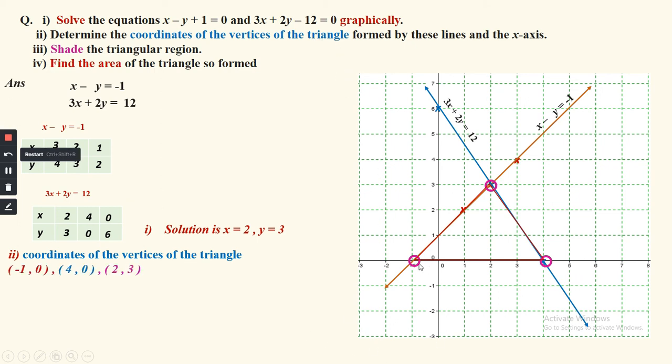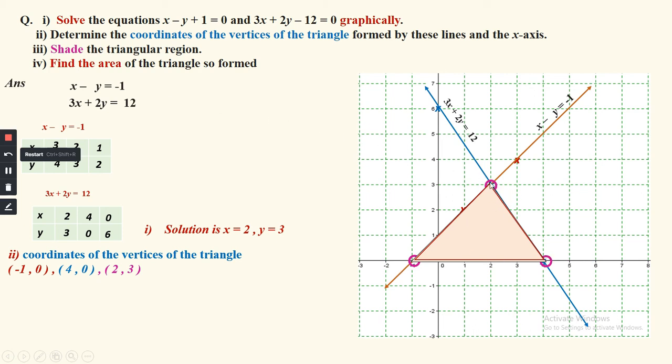So this one is -1, 0. This will be 4, 0. And this is 2, 3. Now moving to the third part. Shade the triangular region. We have already identified the triangle. Now we are going to shade that. Now fourth part. Find the area of the triangle so formed.